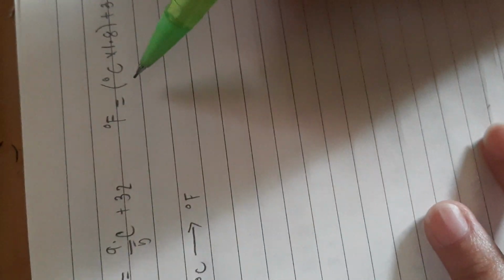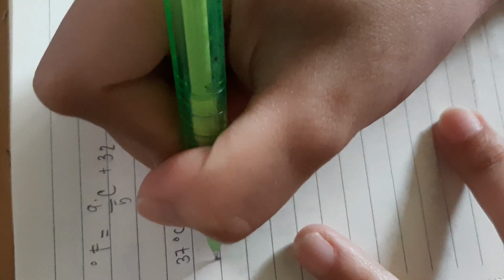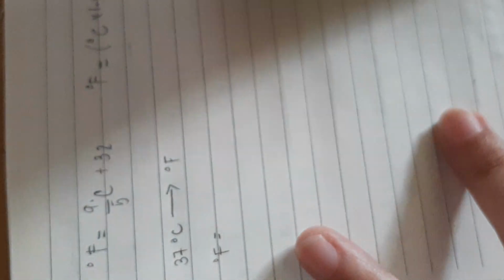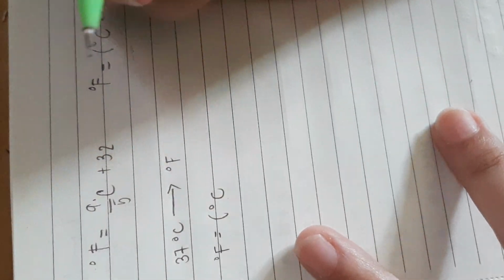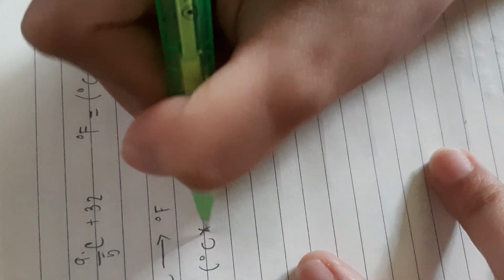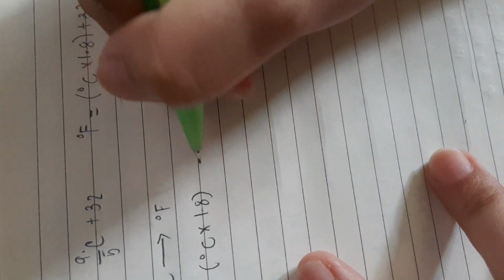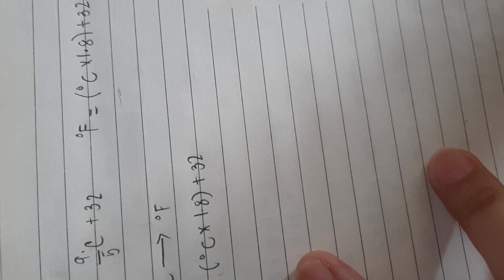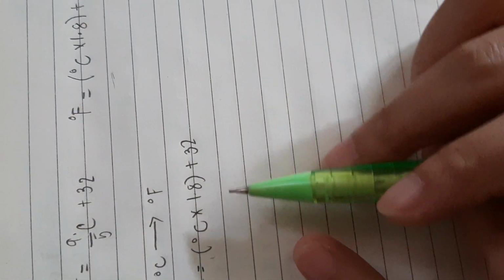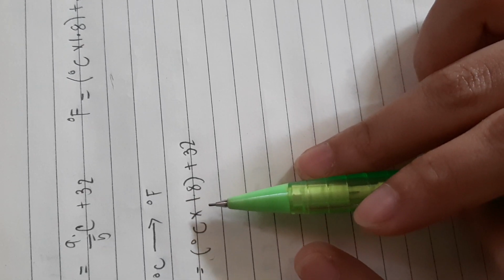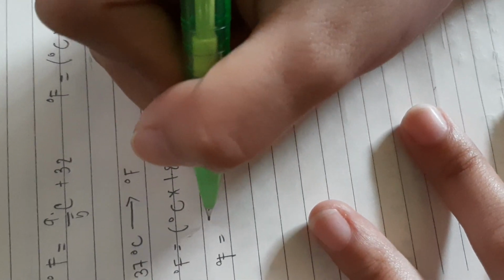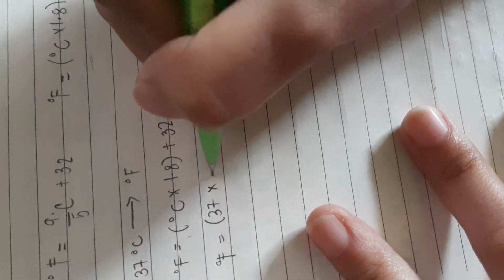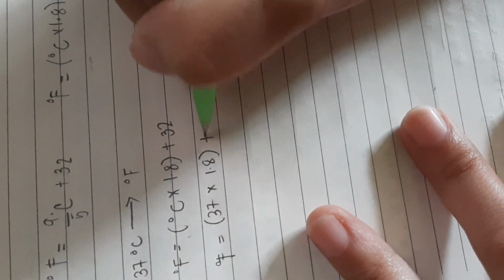So let's use this equation. Degrees Fahrenheit is equal to degrees Celsius times 1.8 plus 32. So please take note of the parentheses. This one is constant, so you need to compute everything within the parentheses first before you add 32. So let's copy. Okay, so we have 37 times 1.8 plus 32.